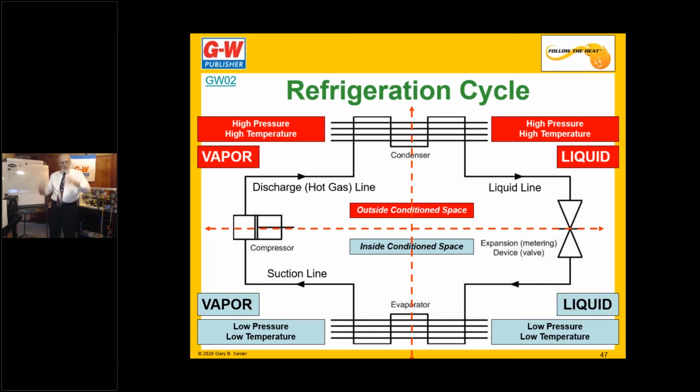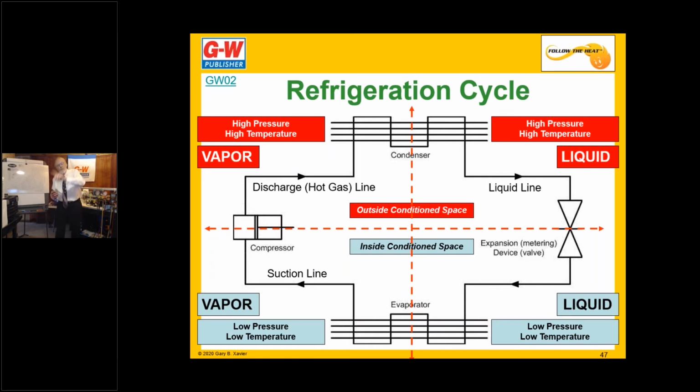The refrigerant, having given up that heat, goes through the metering device or expansion valve, drops in pressure, hits its saturation, drops in temperature, and heads back to the evaporator to do it all over again. So we pick up heat at the evaporator, we pump it around, we give up heat at the condenser. Pick up heat by changing the refrigerant from liquid to vapor. Give up heat by changing the refrigerant from vapor to liquid.